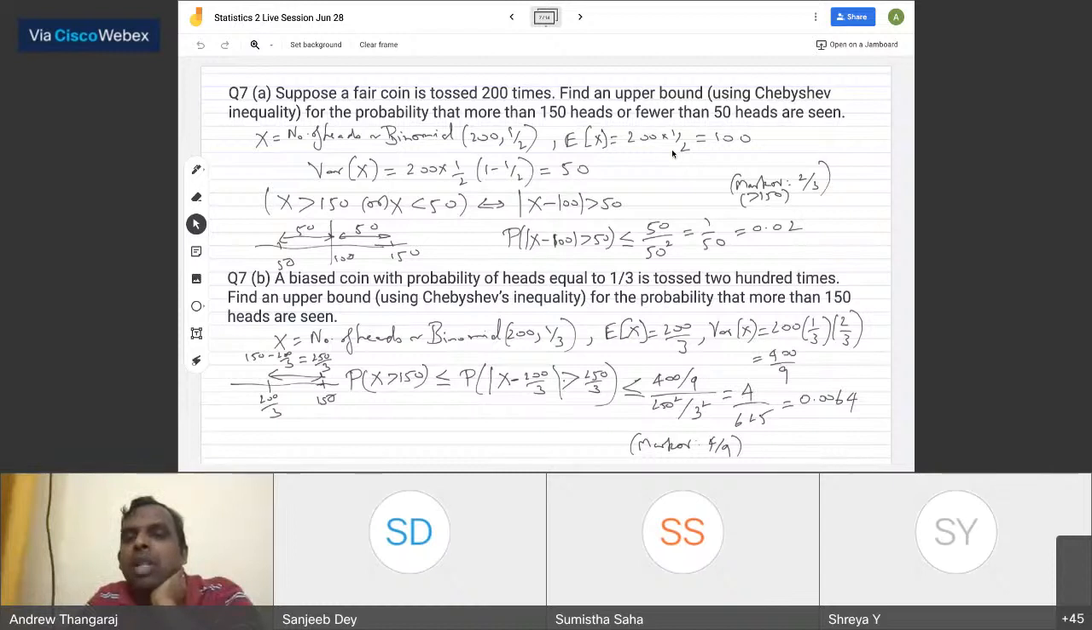Will the Chebyshev equations be given in the exam? Oh my God. Okay, so we are planning to give some formulae. I don't know if the Chebyshev formula will be given.